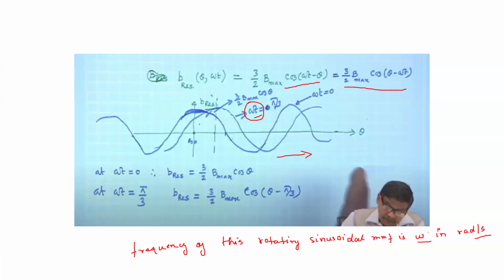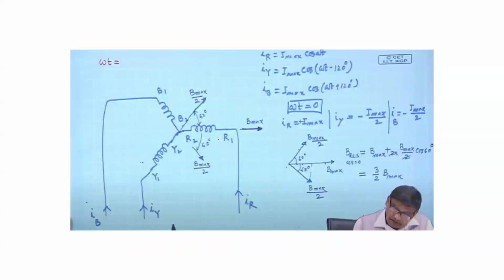This is what Sir is also trying to tell you. As you keep on changing omega t, B resultant is 3 by 2 B max cos theta, but at omega t equal to pi by 3, it gets shifted, because theta minus pi by 3 means it is lagging. If omega t goes from 0 to 360 degrees, the sinusoid will continuously shift and come back to its original place. So it is rotating in the stator. This is what Sir is trying to prove mathematically.